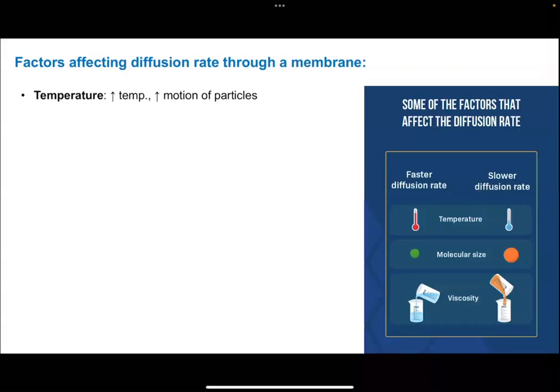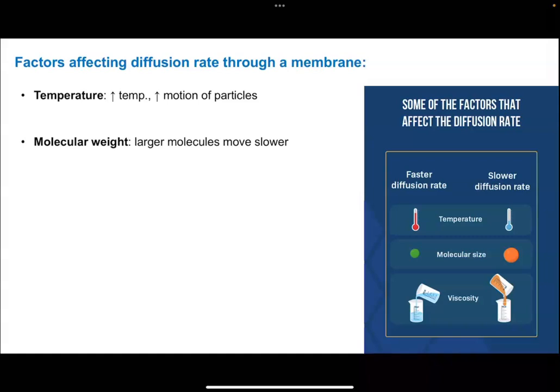If you increase the temperature, then molecules move faster, okay? And so if you have a higher temperature, molecules that want to go from a high concentration to a low concentration are going to cross that membrane more quickly. The opposite is true. If it's cold, then molecules move more slowly.